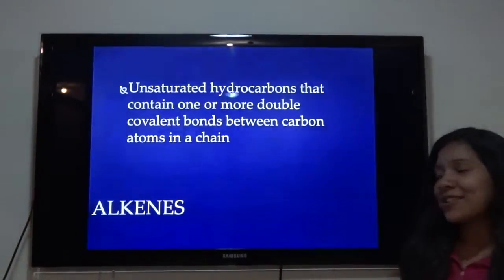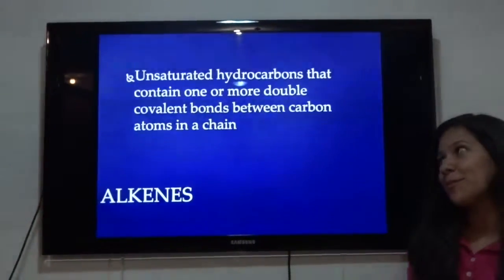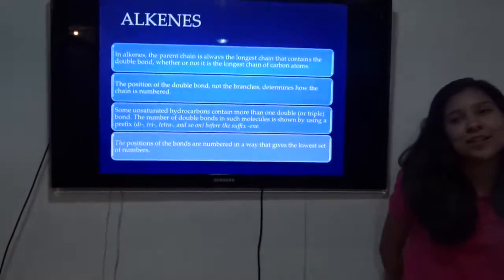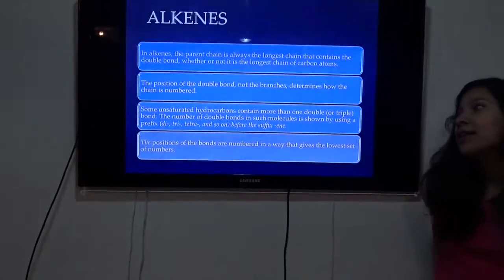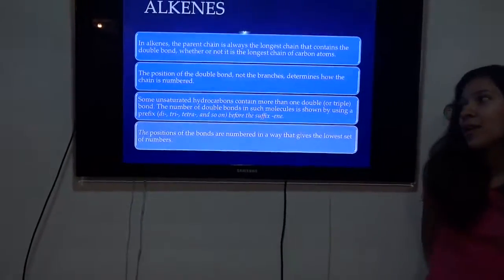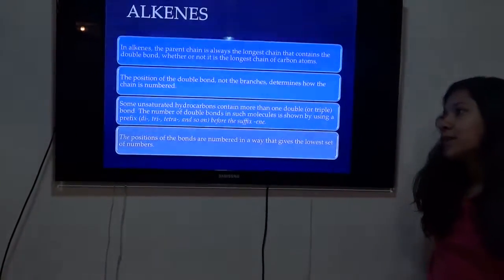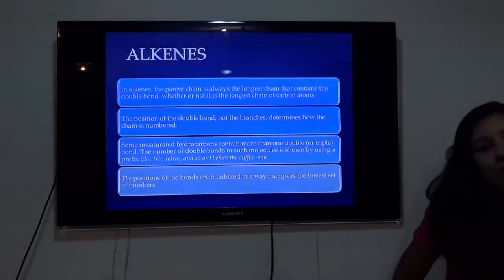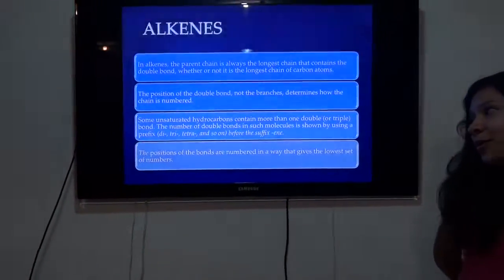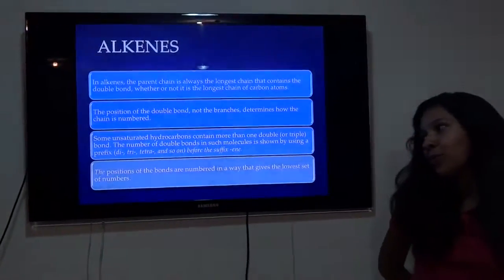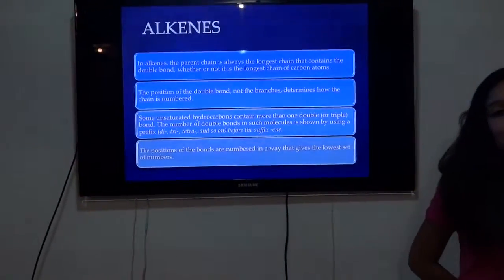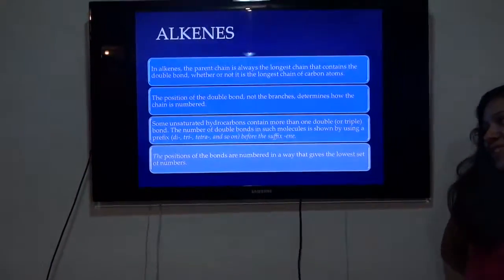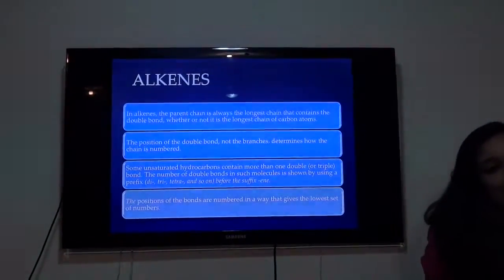Alkenes are unsaturated hydrocarbons that contain one or more double bonds between the carbon atoms in the chain. In alkenes, the parent chain is always the one containing the double bond, whether or not it is the longest chain of carbon atoms. The position of the double bond determines how the chain is numbered. Some unsaturated hydrocarbons contain more than one double bond. The number of double bonds in such molecules is shown by using a prefix such as di, tri, tetra, and so on, before the suffix "-ene". The positions of the bonds are numbered in a way that gives the lowest set of numbers.